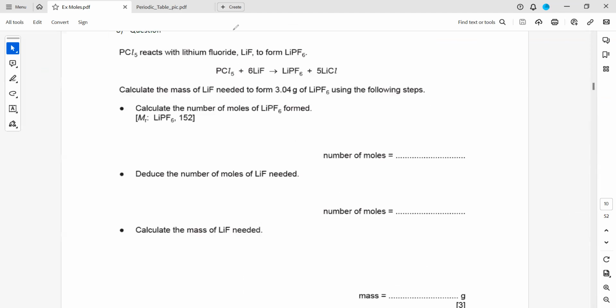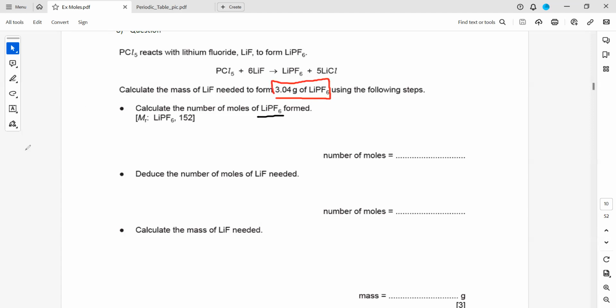PCl5 is reacting with lithium fluoride to form LiPF6. Calculate the mass of LiF needed to form 3.06 gram of LiPF6. Use the following steps. Calculate the number of moles for LiPF6. What we have is 3.06 gram of LiPF6.